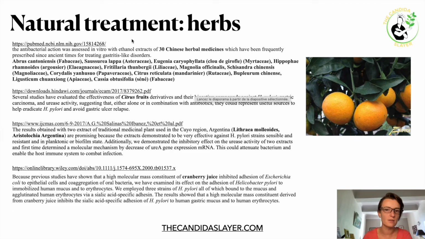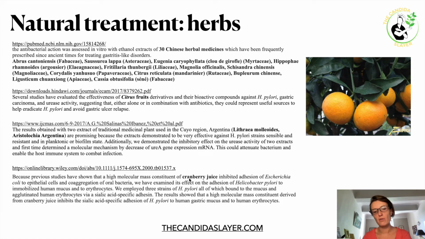But anyway, all of these herbs help for H. pylori. Also in this study, it talks about citrus fruits, very good to help rebalance your stomach. Here is another study about two herbs in Argentina that I won't read, you see the names here, that help for H. pylori. And this last study talks about cranberry juice.